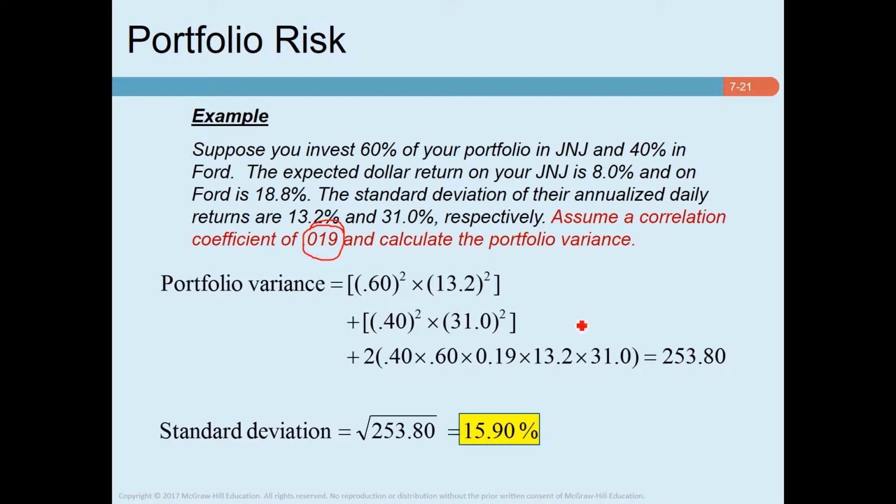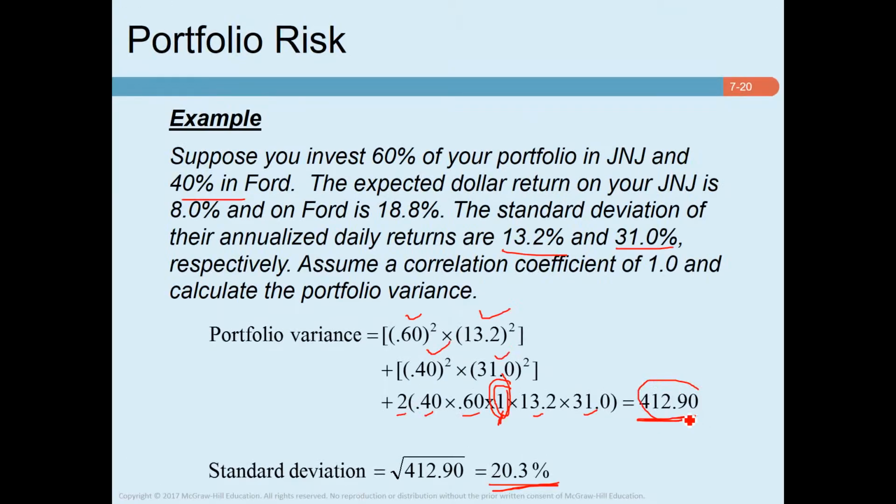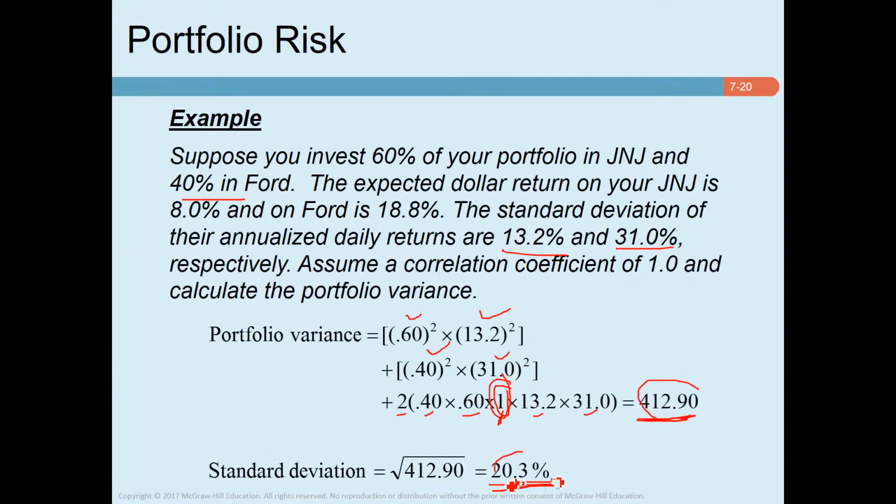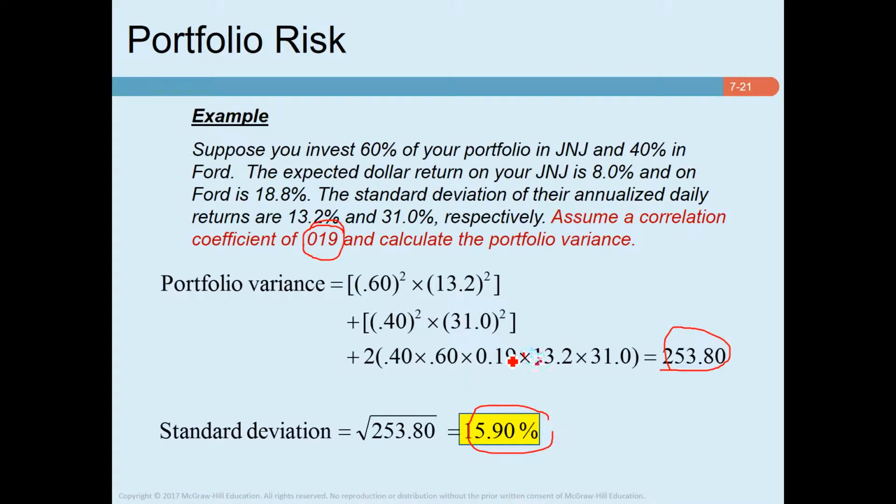Now, look at this example where instead of correlation 1, your correlation is 0.019, so it's less than 1. We do the same calculation here and look at the variance, 253, where it was previously 412. And look at the standard deviation, which is 15.9, which previously was 20.3. Since the correlation is lower, you understand that the riskiness of the portfolio declines. So the most important concept we learned here is that as we combine two stocks in a portfolio which are anything less than perfectly positively correlated, then portfolio risk will be less than the combined risk of the individual assets in the portfolio.